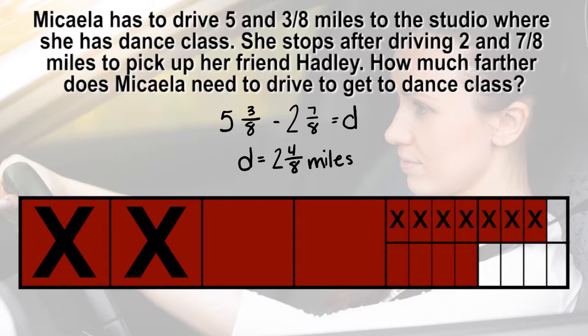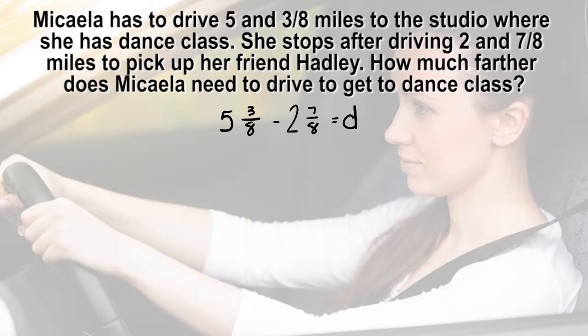Now let's solve the same problem numerically. 5 3/8 miles minus 2 7/8 miles. Let's start by subtracting the fractional pieces first. 3/8 minus 7/8. 7/8 is a larger amount than 3/8. In order to solve, the 5 must be regrouped. It will be regrouped into 4 wholes and 8/8. The new expression will now read 4 8/8 plus 3/8 minus 2 7/8.